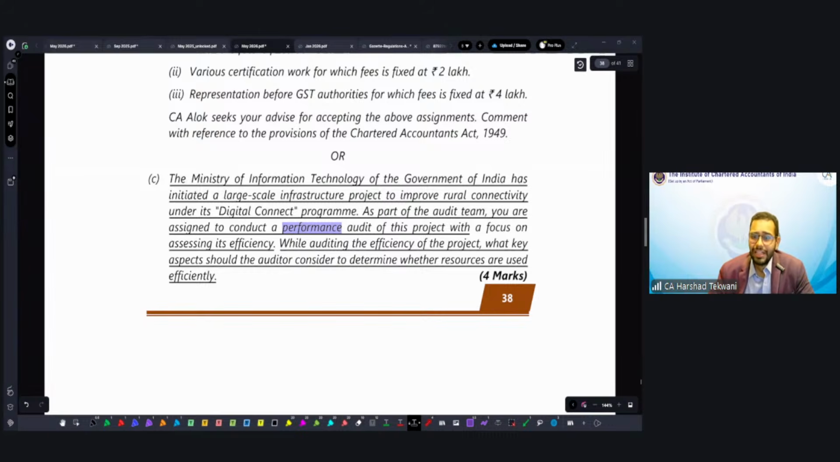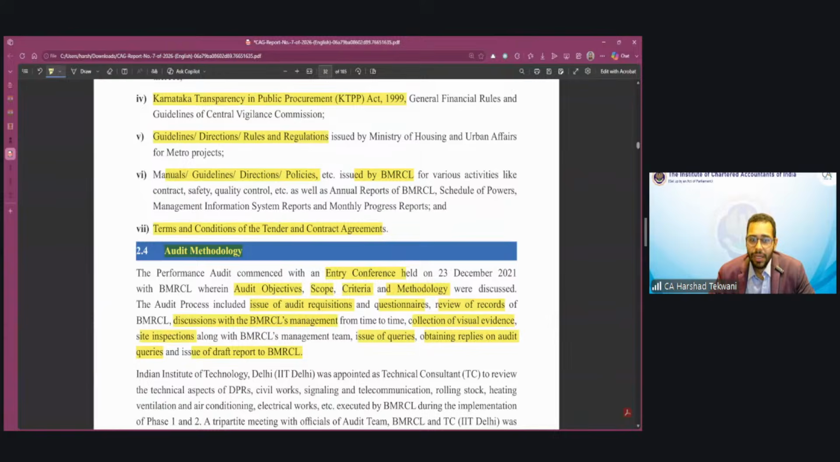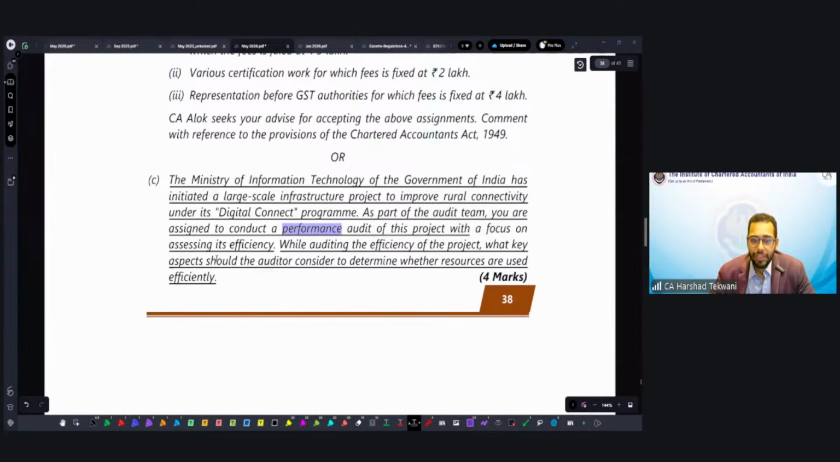Okay. Now, this is the Digital Connect program, and what we need to understand is what key aspects auditors should consider to determine whether the resources are used efficiently. So this is a very important part. Again, we are talking about efficiency, only one aspect of the performance audit in this scenario. What do you think? What are those aspects? Anyone?